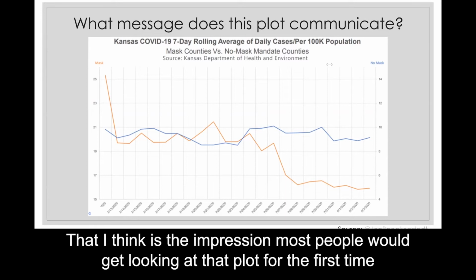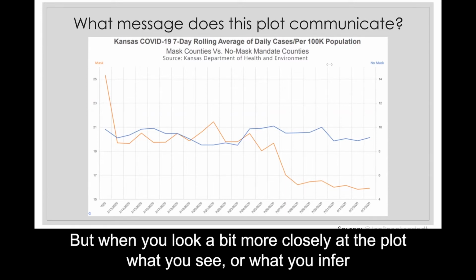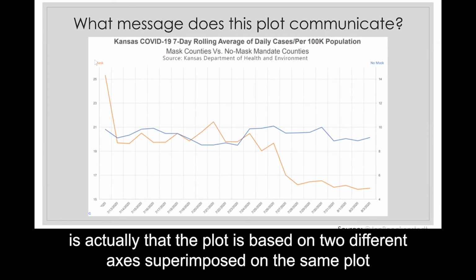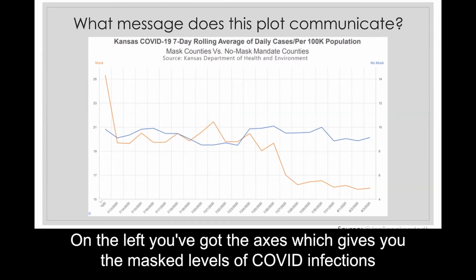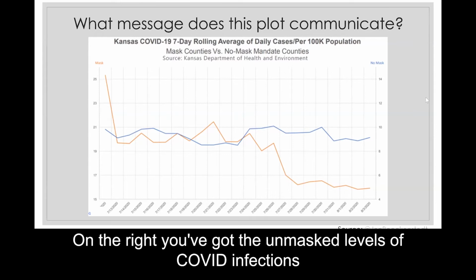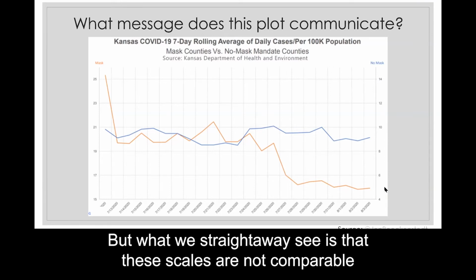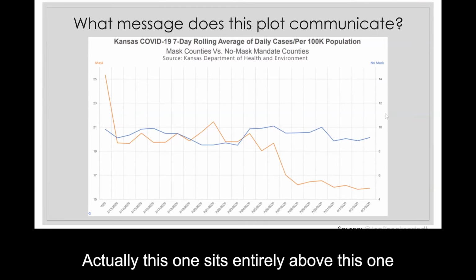That, I think, is the impression that most people would get looking at that plot for the first time. But when you look a bit more closely at the plot, what you infer is actually that the plot is based on two different axes superimposed on the same plot. On the left, you've got the axes which gives you the masked levels of COVID infections. On the right, you've got the unmasked levels of COVID infections. But what we straight away see is that these scales are not comparable. Actually, this one sits entirely above this one.